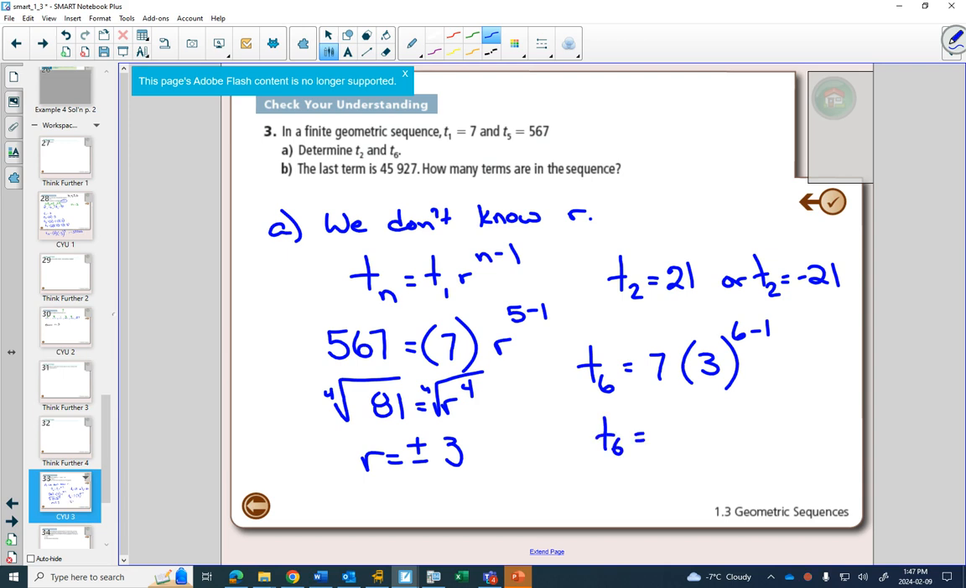Type this into your calculator all at once, and apparently we get 1,701. And if you did it with r equal to negative 3, does it make sense? Because it's a power of 5, you could also get term 6 to be negative 1,701.